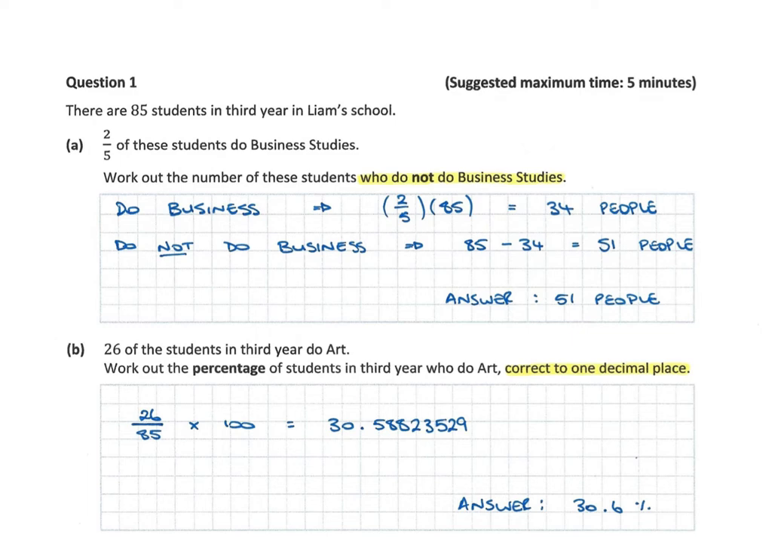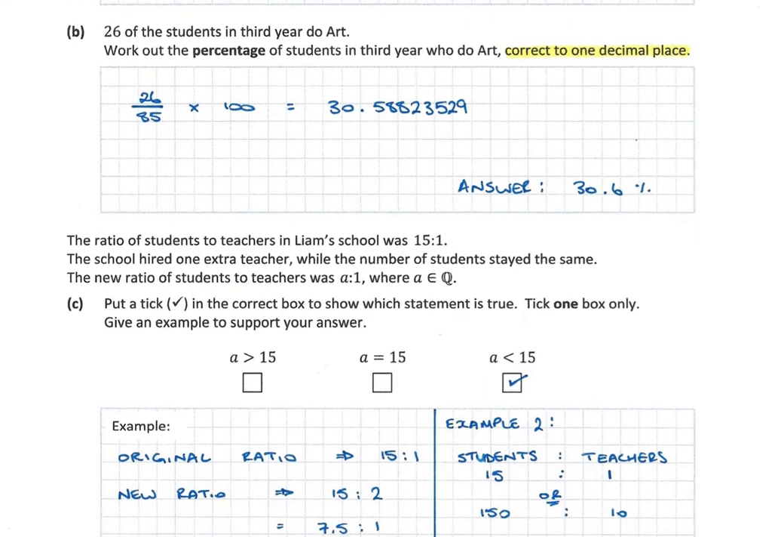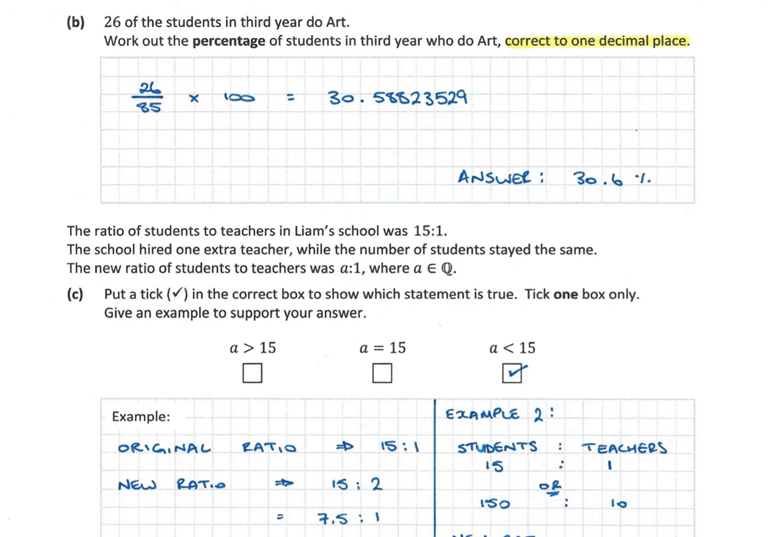That brings us on there to part B. In part B, we were told that 26 students in third year do art. Work out the percent of the students in the year group that do art. When we're working out percentages, we take the portion that we're given, so 26 out of the full amount, which was 85, because there were 85 in the year group, and multiply that by 100. Sometimes they say multiply by 100 over 1, which is the same thing.